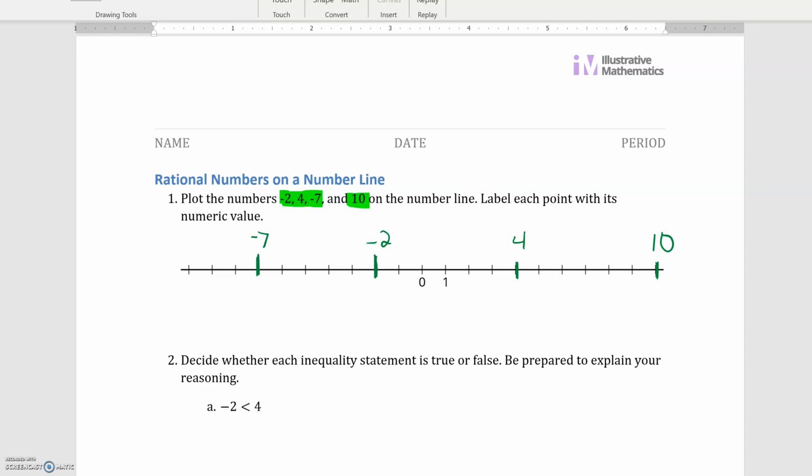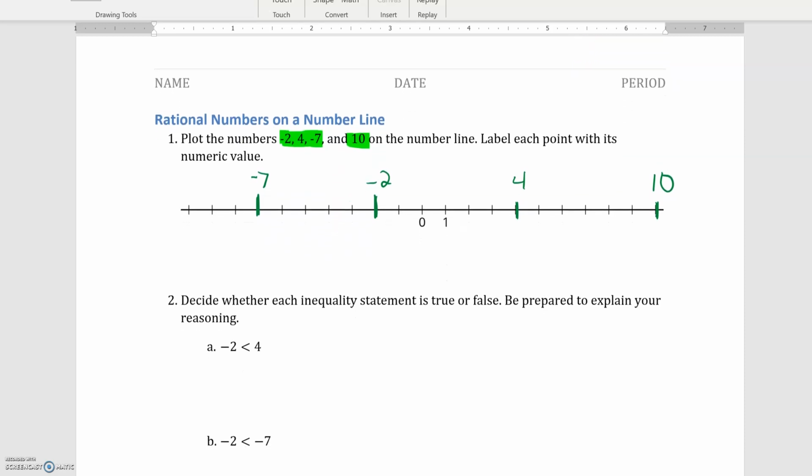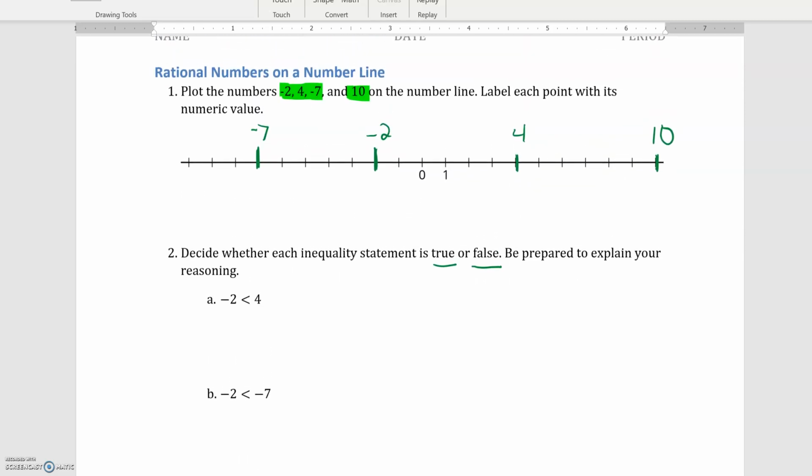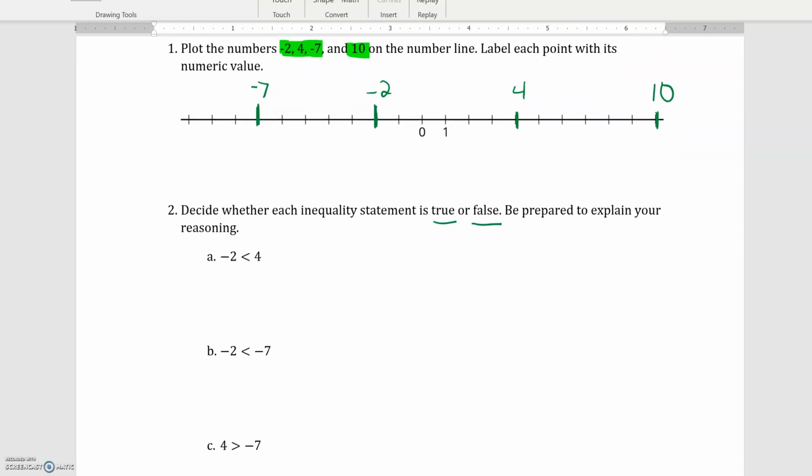Here's where you should have plotted all 4 numbers. Negative 7 to the left of negative 2, to the left of 0, then 4, then 10, all the way on the right end of the number line. Now you're going to do the following. You're going to decide, based on the number line, if each statement is true or false, and explain your answer. I'm going to model for you letter A, and you're going to do B and the rest of them on your own. So A says negative 2 is less than 4.